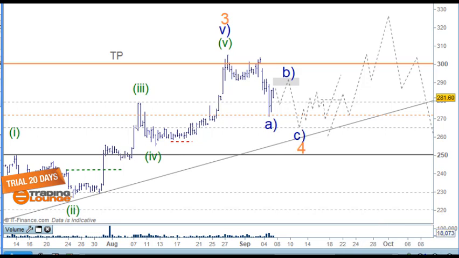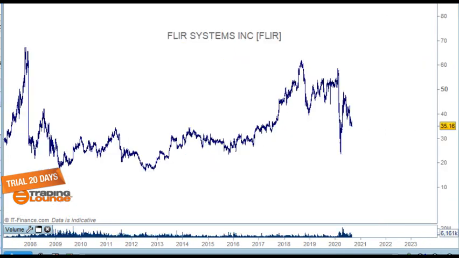So the next stock. This particular stock here, FLIR Systems, is the world's largest commercial company specializing in design and production of thermal imaging cameras, components and imaging sensors. It's a leader in its field.